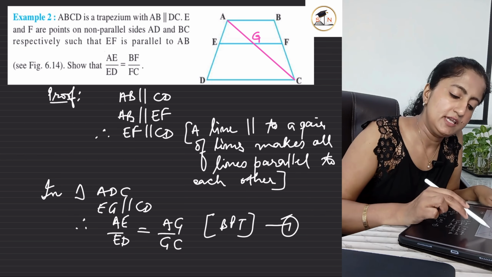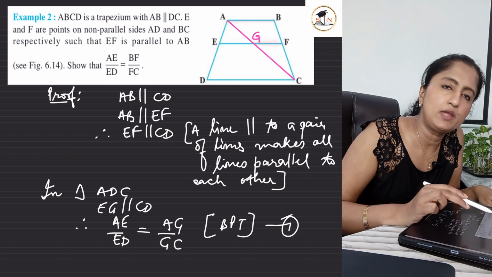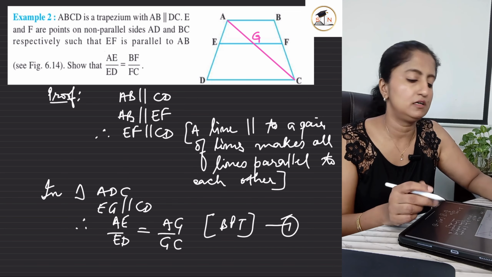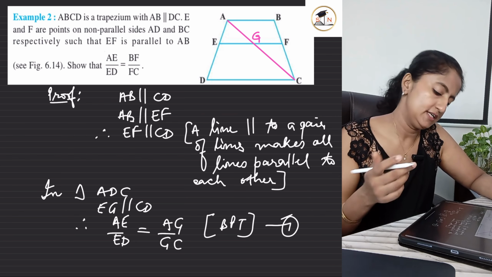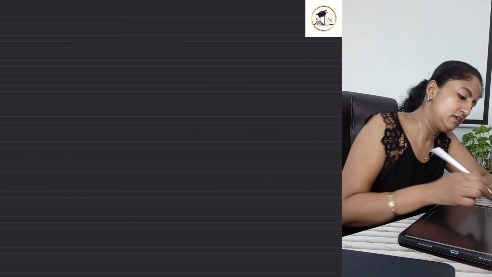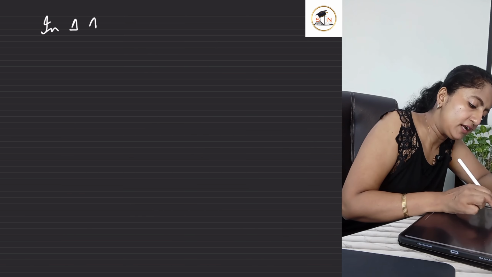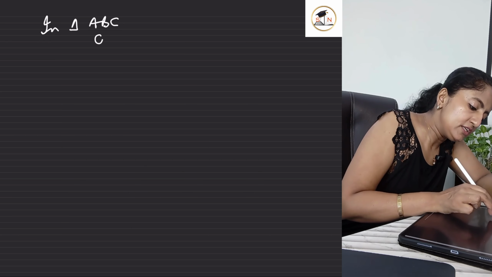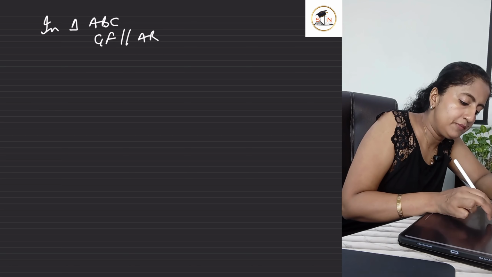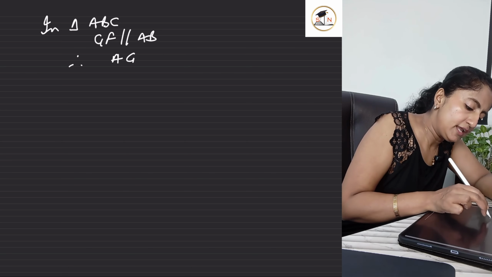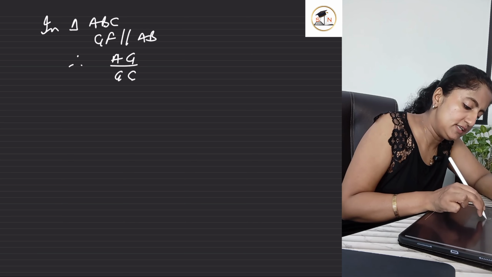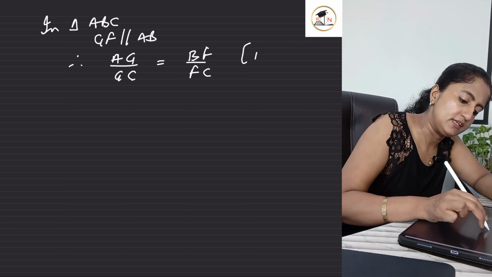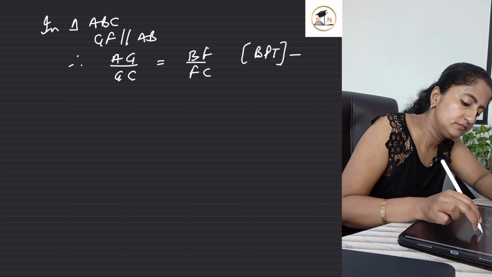Okay. In ABC, we have FG parallel to AB, right? So that is also going to provide us another pair of proportional sides. So let's start with that. In triangle ABC, what do we have? We get GF is parallel to AB. So therefore, AG over GC equals BF over FC, again by BPT.